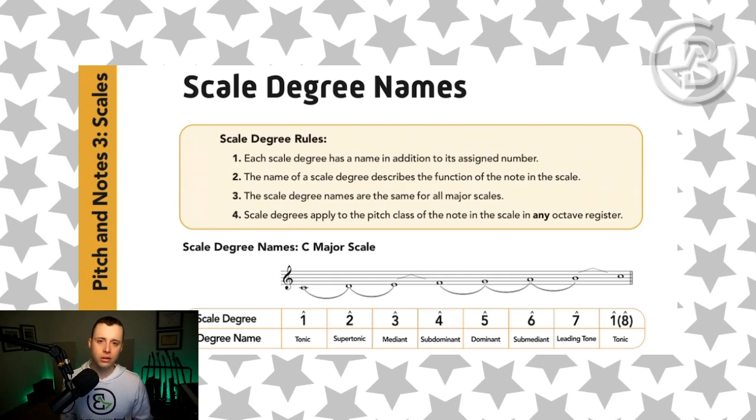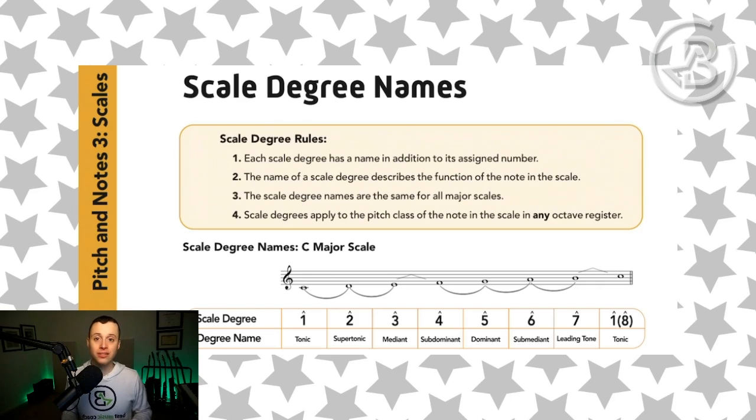So now we're going to learn that there's actually names for the scale degrees for major scales. Now these scale degree names are the first step to doing even larger analysis on music that's going to help you get even greater understanding of the music that you love.